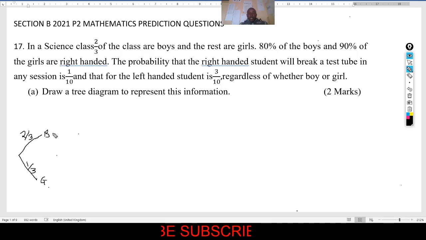And then you are told that we have the left-handed and right-handed. Let me start with right-handed. If I start with right-handed, we have a right-handed student, and we also have a left-handed student. Either boy or girl, we have the right-handed and the left-handed student.